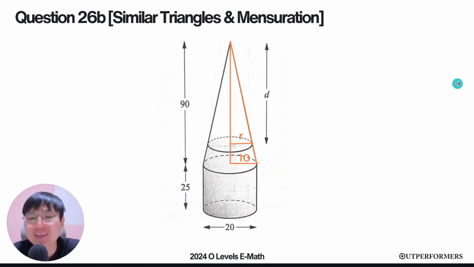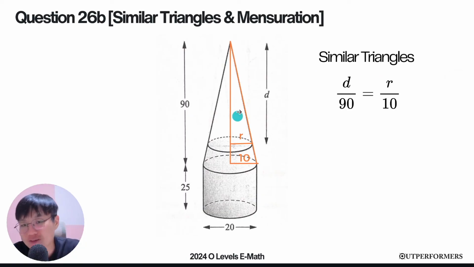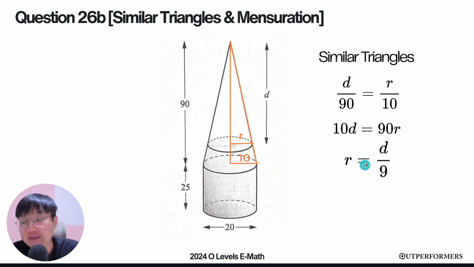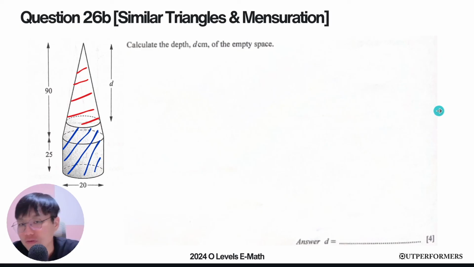So by using similar triangles, we can say that D over 90, so that's the ratio of this triangle and this triangle on the side, equals R over 10. So I'll be able to say that R equals D over 9. That's the proportion we can use along to move forward to the next part. So let's see what we can do.